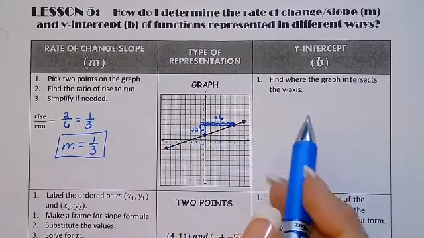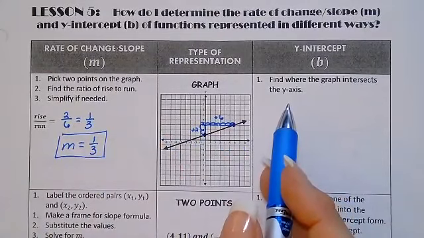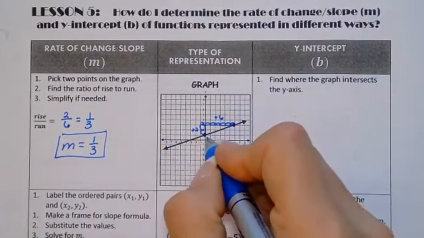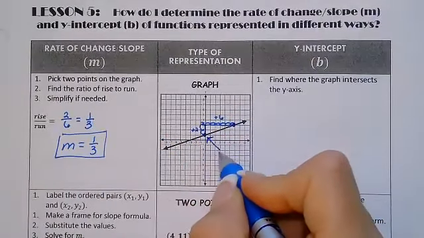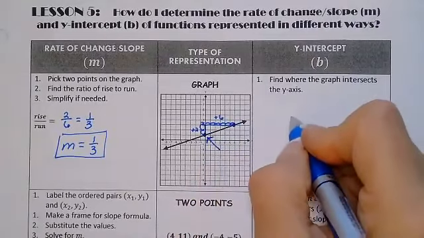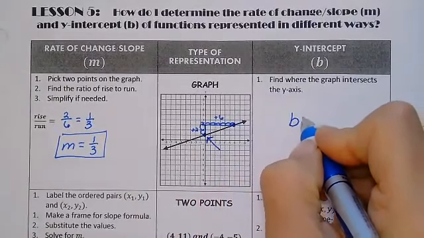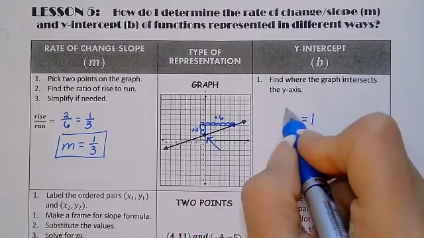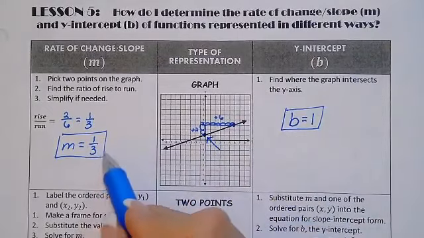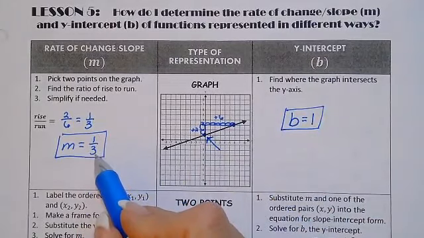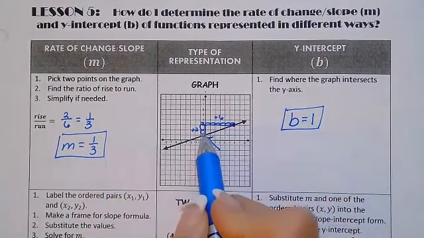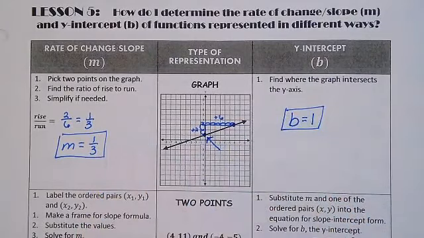Now to find where the y-intercept is, I just look at where the graph intersects the y-axis. Right here's my y-axis, and right there is where it's intersecting it, which is at +1. So b is how we represent the y-intercept. So b equals +1. So the rate of change of this graph is 1 to 3, 1/3. And the initial value or y-intercept is 1.